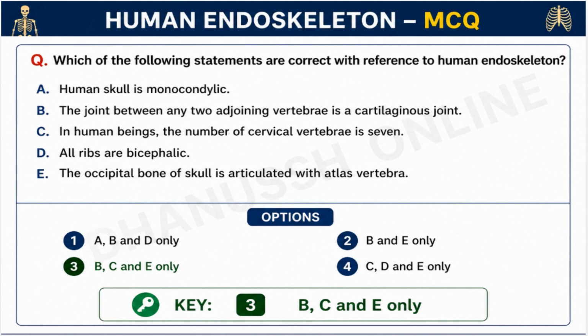In the human endoskeleton, the joint between vertebrae is cartilaginous. Humans have 7 cervical vertebrae, and the occipital bone articulates with the atlas vertebra. The human skull is dicondylic, and not all ribs are bicephalic. Thus, B, C, and E are correct, which is option 3.